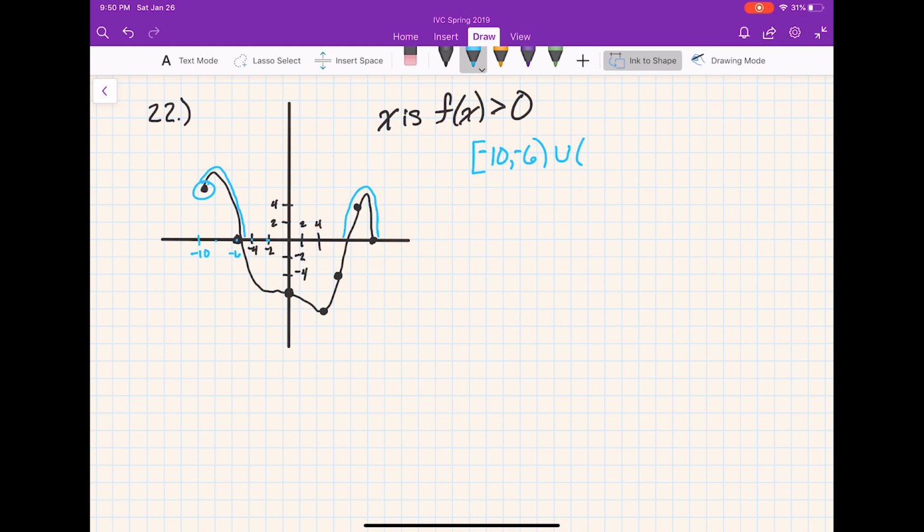And then we have another section. So we have a gap here. So that's kind of what this little U thing means. And that starts at 8. But we're not going to include that because that is actually at 0 at the number 8.